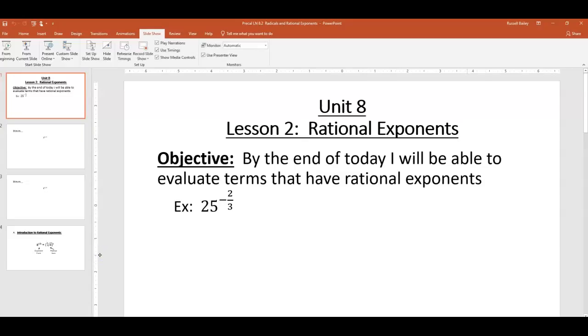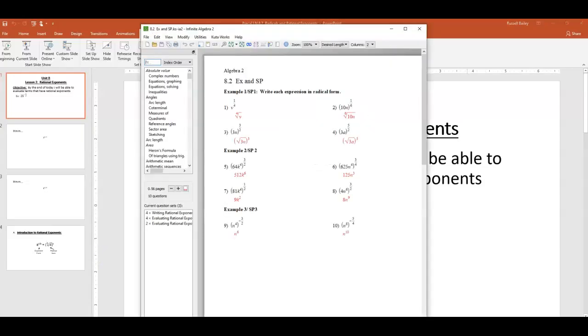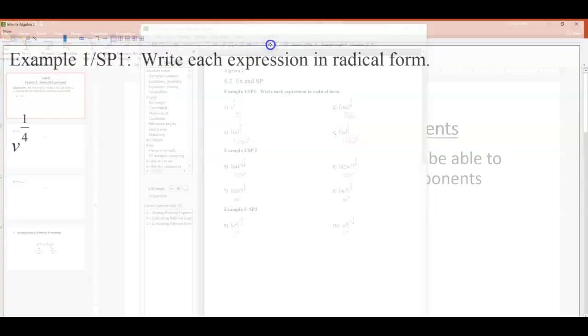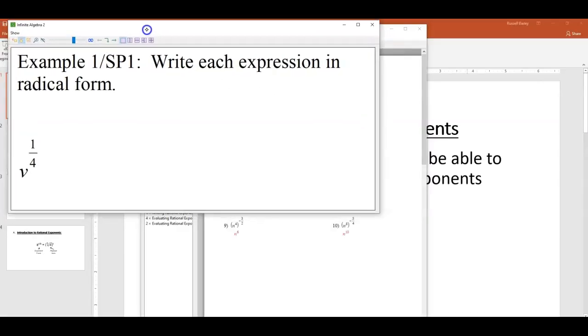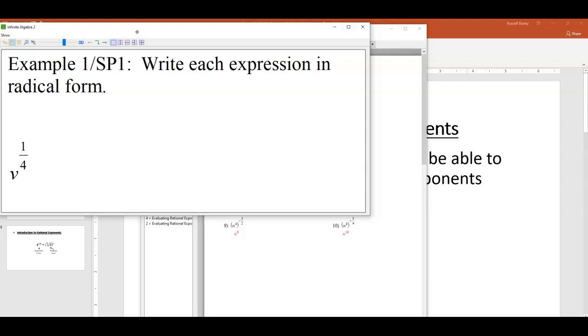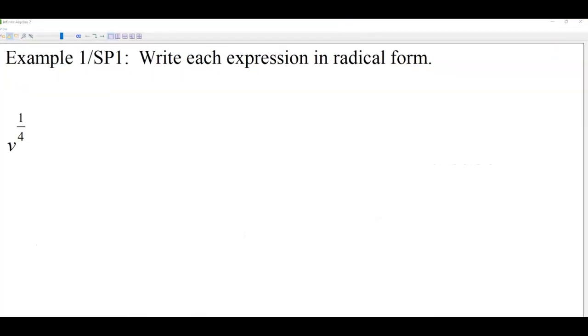So for the remainder of our day, we're just looking at some example problems here. Okay, so let's go ahead and call this example 1. And I think I'm going to have 2 examples, so we'll call this A. So example 1, part A, the directions are at the top. Write each expression in radical form, and then the problem is b to the 1/4. So go ahead and copy that down, give you a sec.